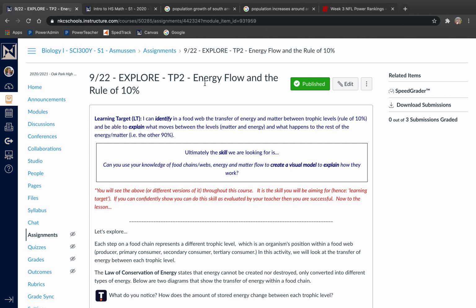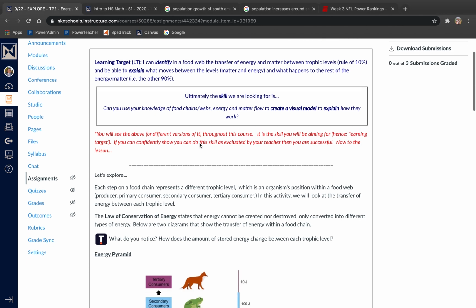TP2, Energy Flow and the Rule of 10%. Learning target: I can identify in a food web the transfer of energy and matter between trophic levels, Rule of 10%, and be able to explain what moves between the levels, matter and energy, and what happens to the rest of the energy/matter, i.e. the other 90%.